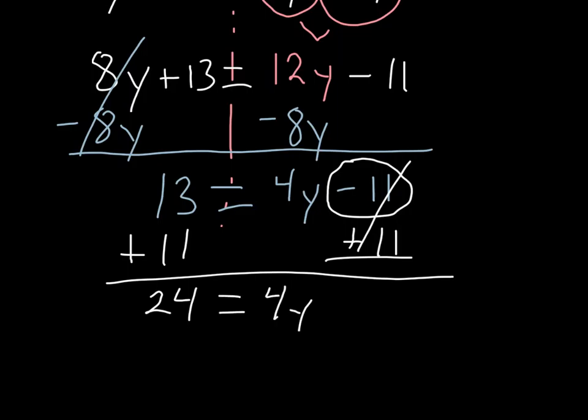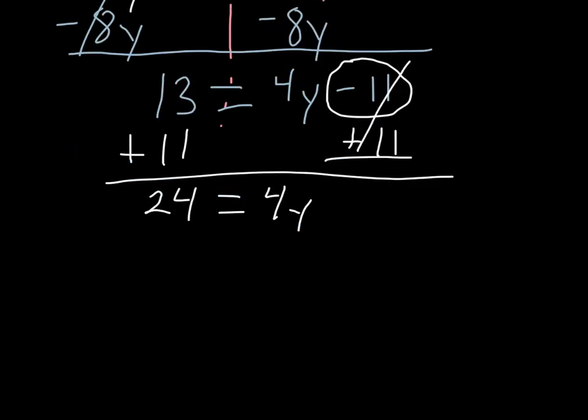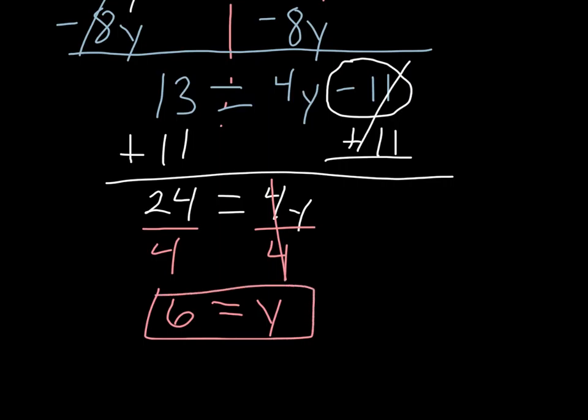So I have 24 equals, bring down the 4y. So I still want to continue solving this equation. I have 4 being multiplied times y. So that means I'm going to divide by 4 to get my y by itself. Whatever I do to one side, I do to the other. And so 24 divided by 4 is 6, right? 6 equals y. So this is the value of y. y is equal to 6.